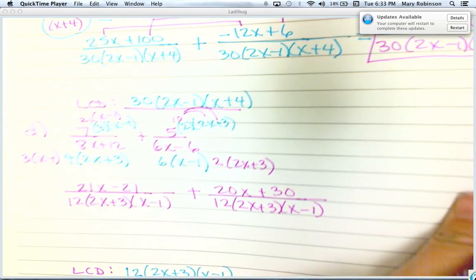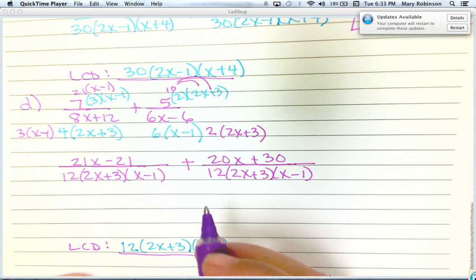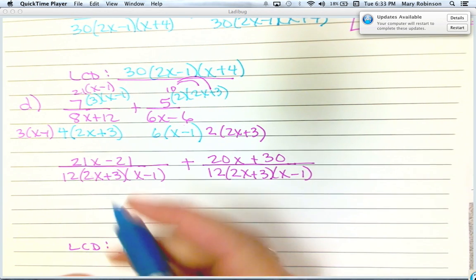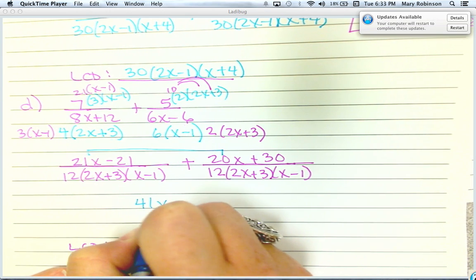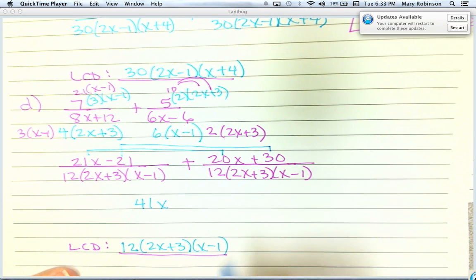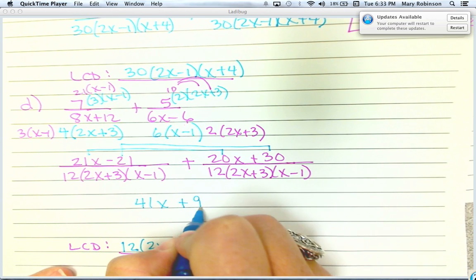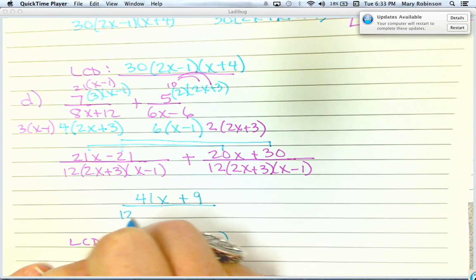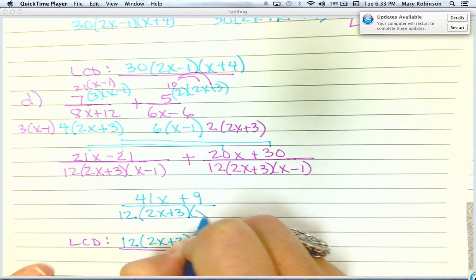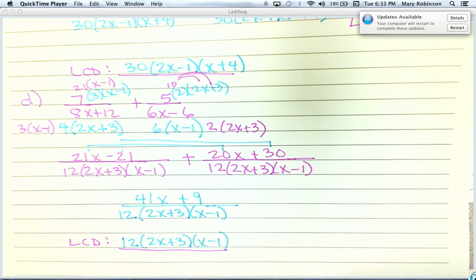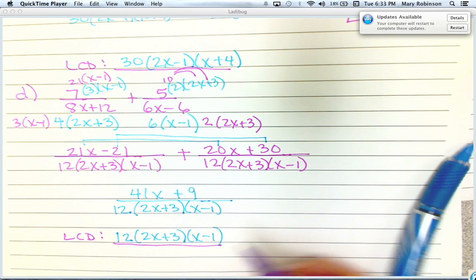I'm almost through. All I need to do is add my terms in my numerator at this point. So you can combine the 21x and 20x to get 41x, and the negative 21 plus 30 would give you 9 over a common denominator of 12 times the quantity 2x plus 3 times the quantity x minus 1. And that's your final answer.